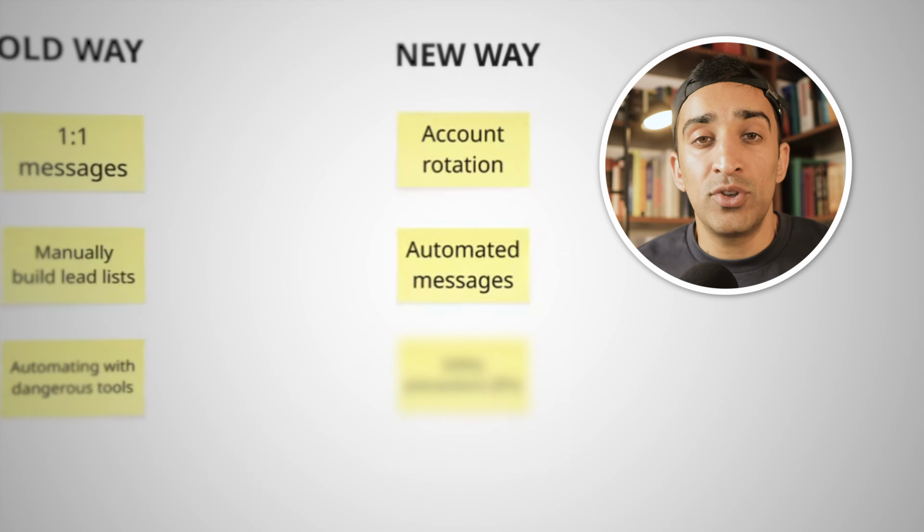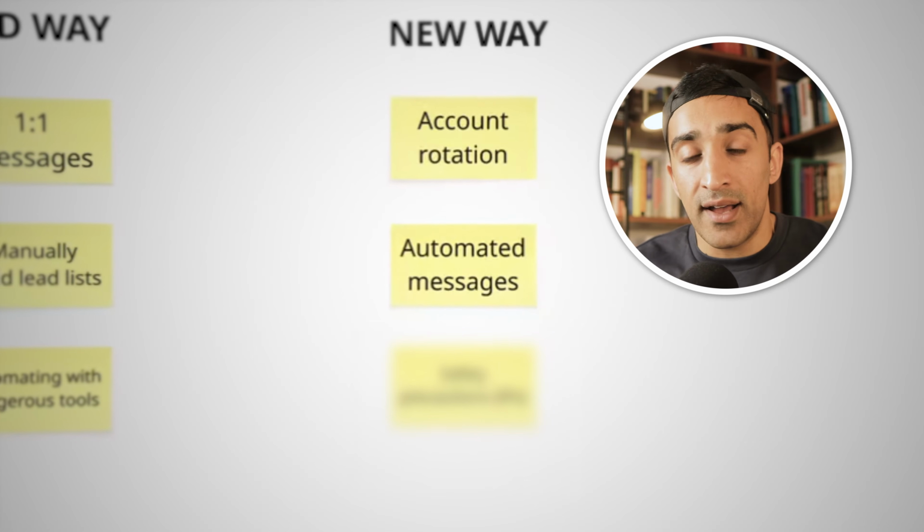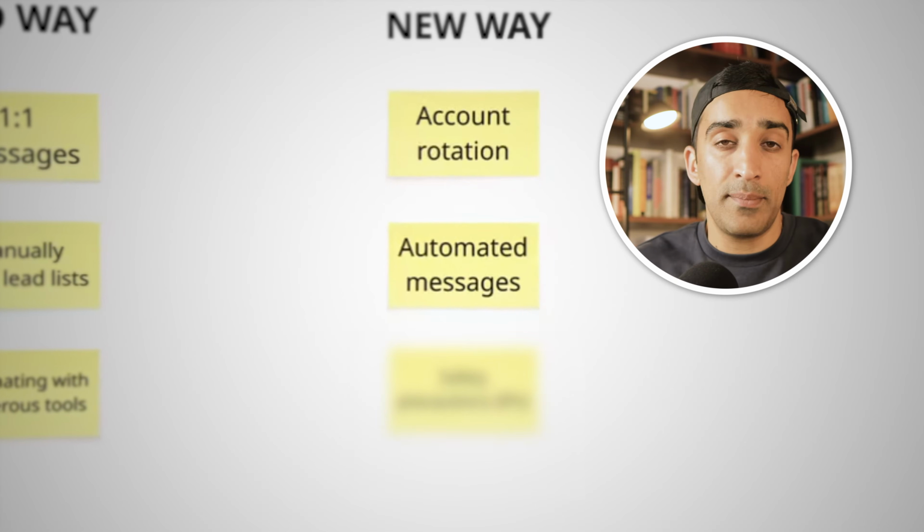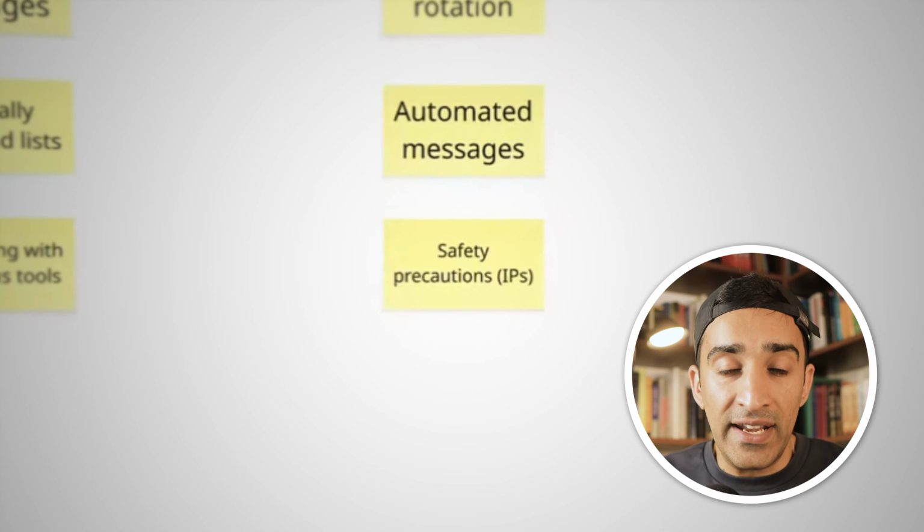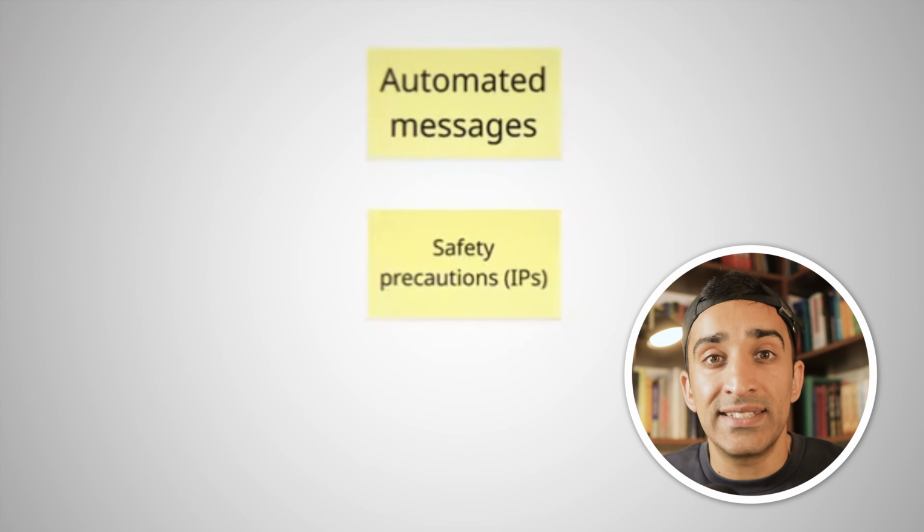Two, the new setup uses automated messaging with these personalized variables. So when you send out a message, it is automated, but it doesn't look automated, and that gets you a higher response rate. And then finally, you need to use a tool that has the right safety precautions in place. Let me show you what those safety precautions are.